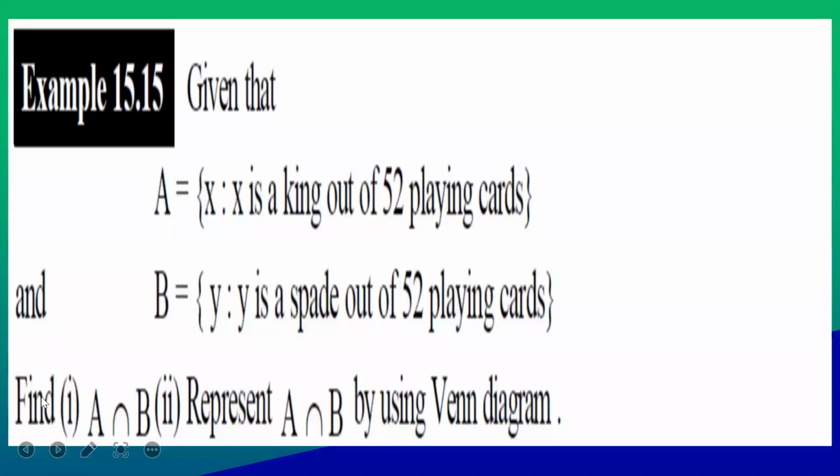And then, given that set A is equal to x such that x is a king out of 52 playing cards. In an ordinary deck of cards, we have 4 kings: king of clubs, king of spades, king of hearts, and king of diamonds. And set B is y such that y is a spade out of 52 playing cards.